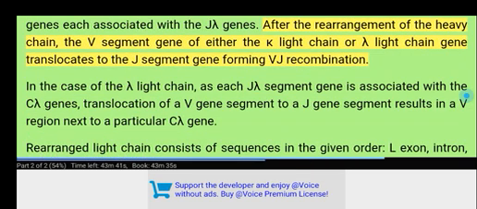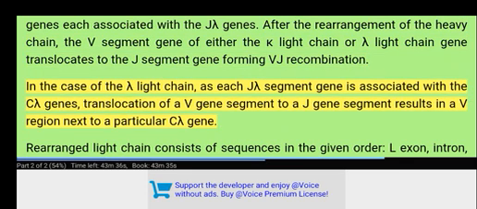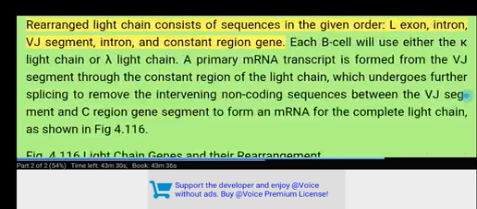After the rearrangement of the heavy chain, the V segment gene of either the kappa light chain or lambda light chain gene translocates to the J segment gene, forming VJ recombination. In the case of the lambda light chain, as each J lambda segment gene is associated with the C lambda genes, translocation of the V gene segment to the J gene segment results in the V region next to a particular C lambda gene. The rearranged light chain consists of sequences in the given order: L-exon, intron, VJ segment, intron, and constant region gene.